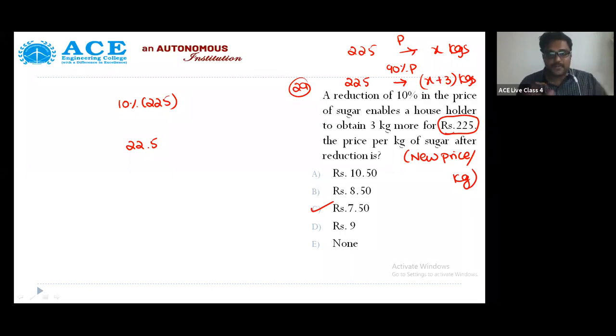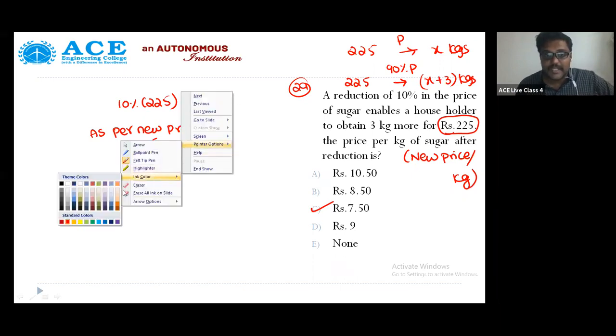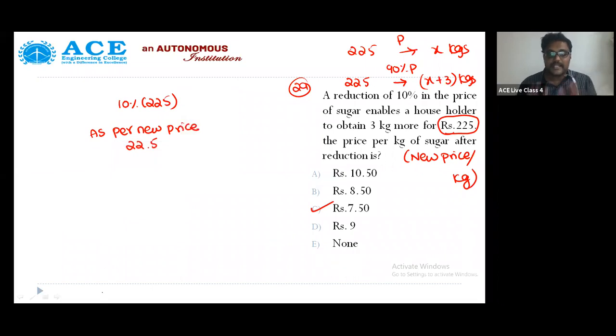10% of 225, suppose you don't want that extra, means you can save 22.5 rupees. As per the new price, 10% of 225 means 22.5. You can save 22.5 rupees and you can get X kgs. You are getting X plus 3. How many kgs extra? 3 kgs extra. For how many rupees? Let's try to think. 10% of 225 means 22.5. You can save 22.5 rupees or you can get 3 kgs for that. Save 22.5 or get 3 kgs.